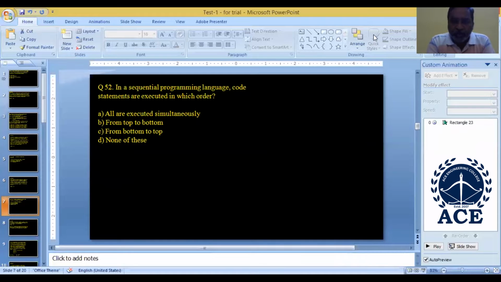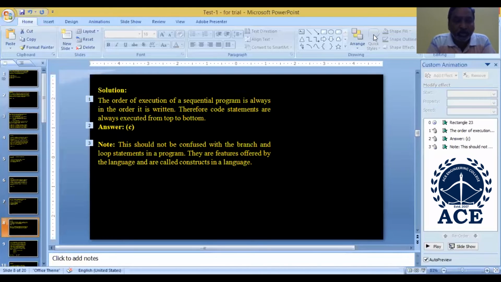Since we write on paper or on a computer, we write one statement below the other. This approach is called the top-down approach. So the answer is B, top to bottom. Let's see the explanation or solution. The order of execution of a sequential program is always in the order in which it is written. Therefore, code statements are always executed from top to bottom. So the answer is C.